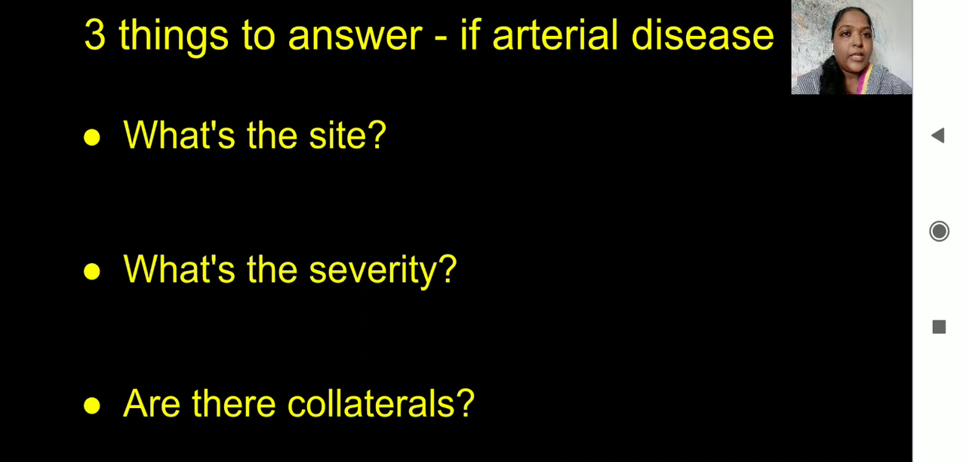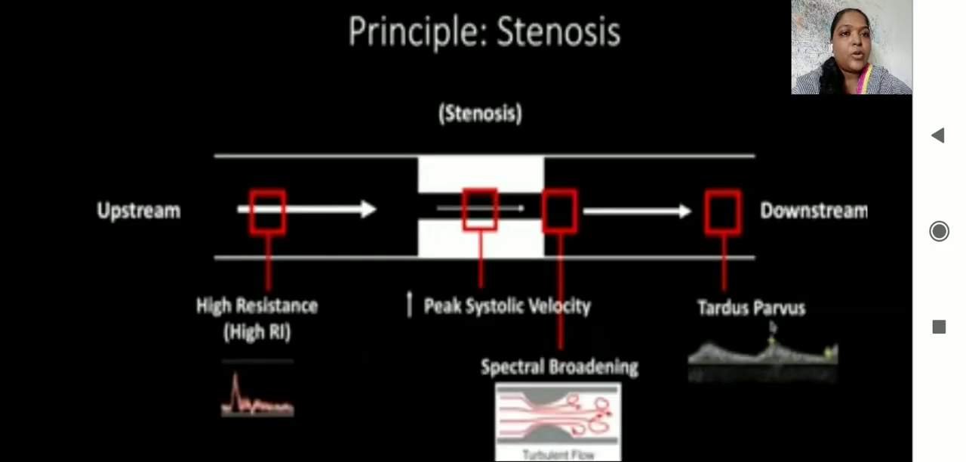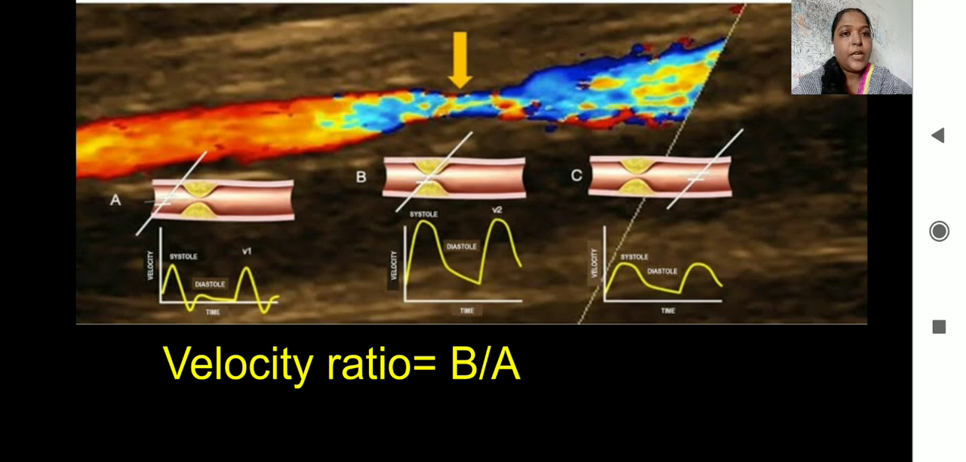Apply the rule of 3 when doing Doppler. Answer these three questions. What is the site of stenosis? What is the severity, and are there any collaterals? Look at the three sites: the pre-stenotic site, that is upstream, the site of stenosis, and downstream, that is the post-stenotic site. Take velocity and waveforms at three sites: pre-stenotic site, that is A, site of stenosis, that is B, and post-stenotic site, that is C.